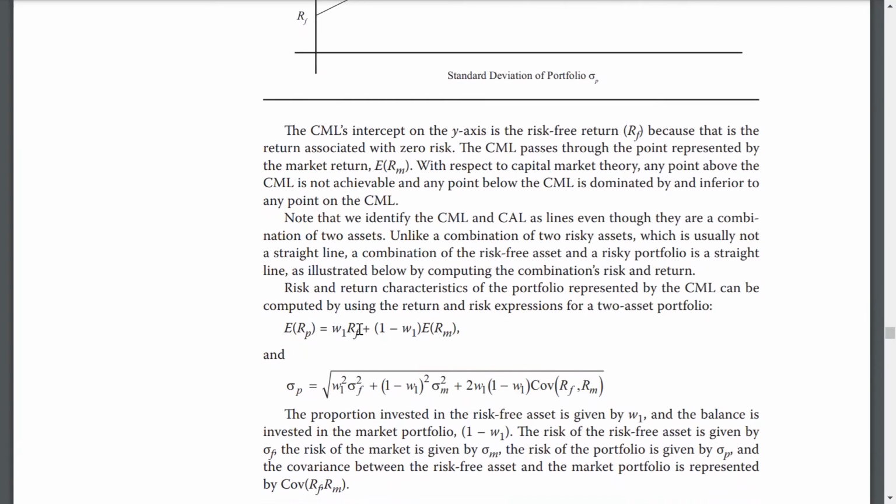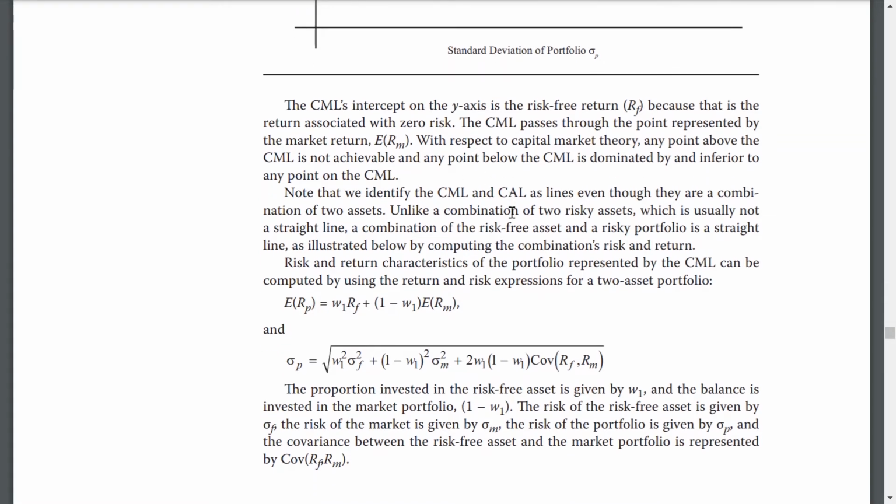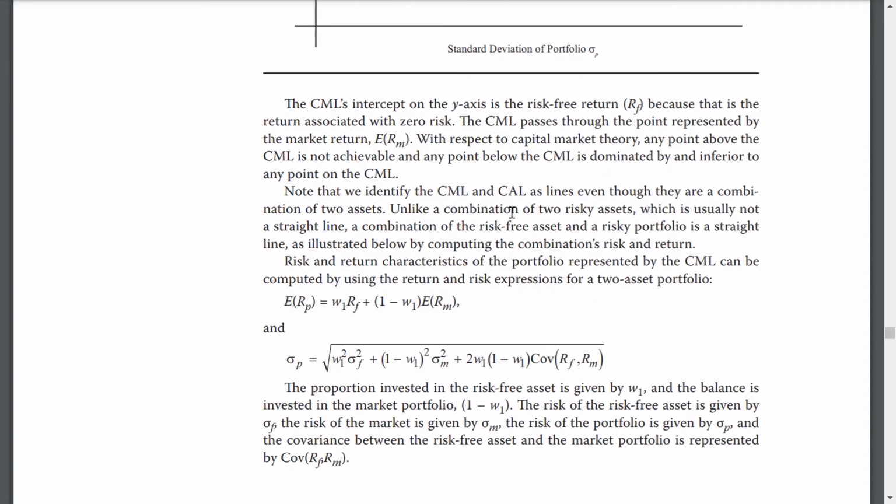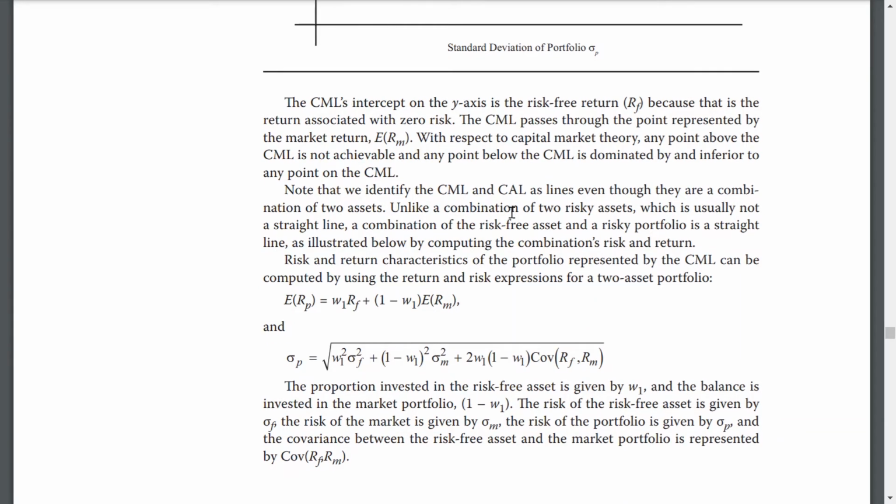The CML intercept on the y-axis is the risk-free return, because that is the return associated with zero risk. The CML passes through the point represented by the market return with respect to capital market theory. Any point above the CML is not achievable. Any point below the CML is dominated, and inferior to any point on the CML.